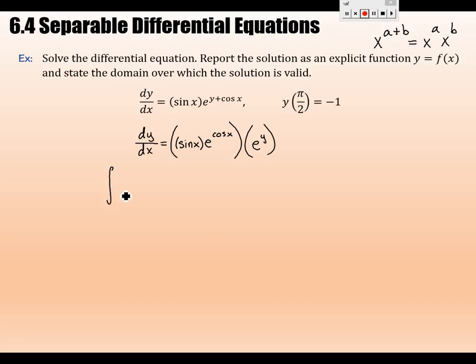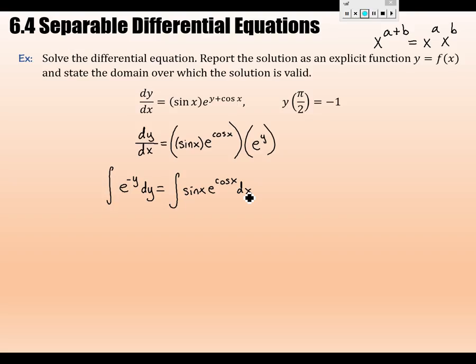So we'll move this e to the y over here, we get e to the negative y. Look at that beautiful integral. Looks complicated, but it's actually just, what kind of technique are we going to use here? Beautiful little u substitution, right? Nice one to do.